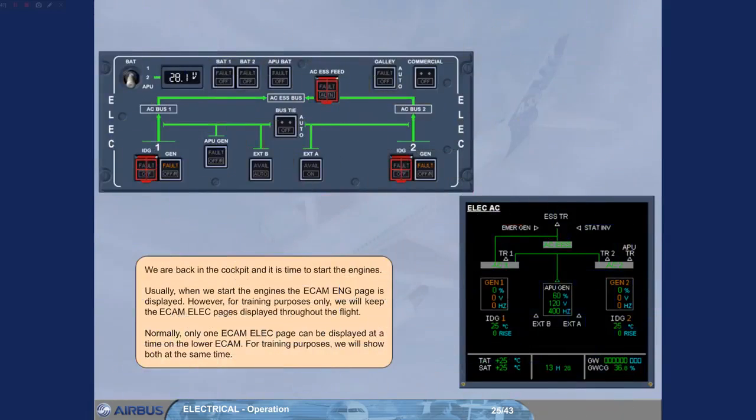We are back in the cockpit, and it is time to start the engines. Usually, when we start the engines, the ECAM engine page is displayed. However, for training purposes only, we will keep the ECAM electrical pages displayed throughout the flight. Normally, only one ECAM electrical page can be displayed at a time on the lower ECAM. For training purposes, we will show both at the same time.